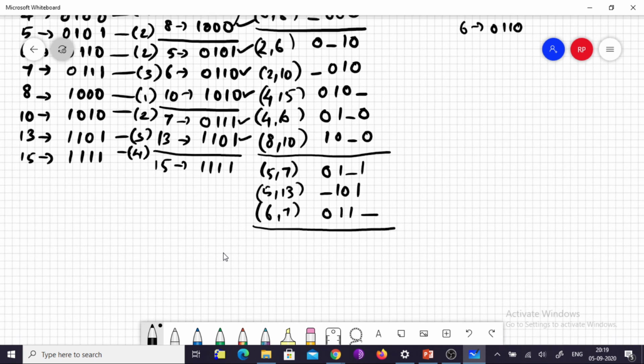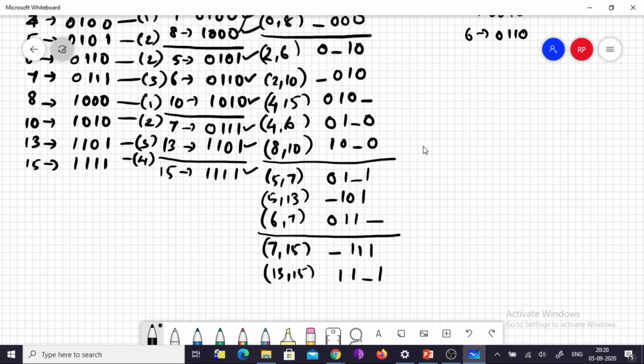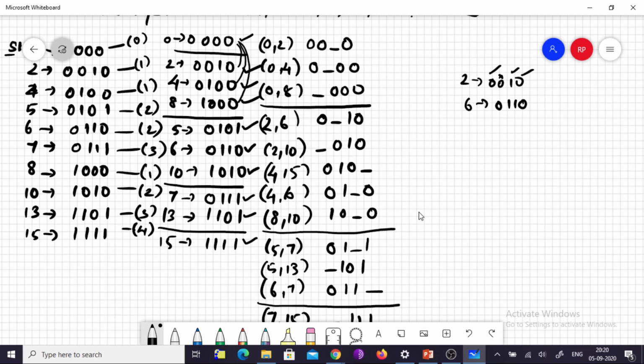So moving further, 7 and 15 would form a proper group. So that will give us dash 1 1 1. So 15 is marked. Now 13 and 15 again will form a proper group. That gives me 1 1 dash 1. So that's it with the next step. So totally we have 1 2 3 4 5, 5 plus here I have a 5, so 10. So 10 plus at the top I have 3, so totally I have 13 groups formed.